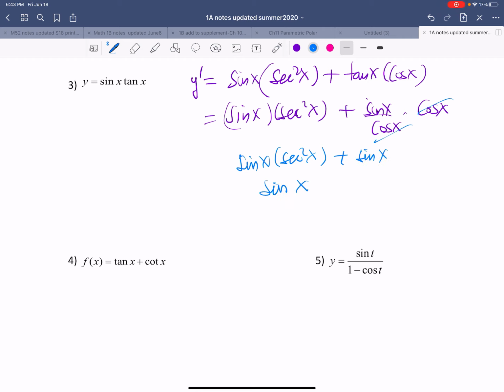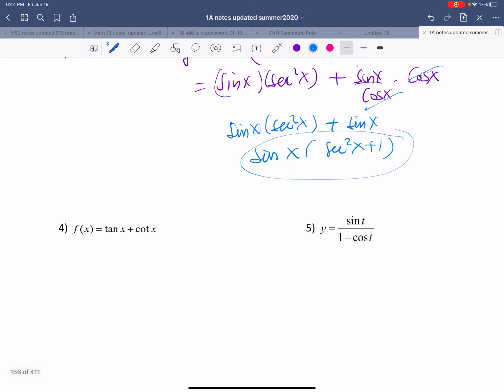Pull out the sine x. Secant square x plus 1. Secant square x plus 1 is equal to, no, that's not the identity here. So we would just leave it at that point. Sine x times secant square x plus 1. 1 plus tan square x is secant square x, but we cannot use this identity here. If we had a negative sign there, we could mess around with it and use that identity, but with the plus sign, we cannot use that identity.